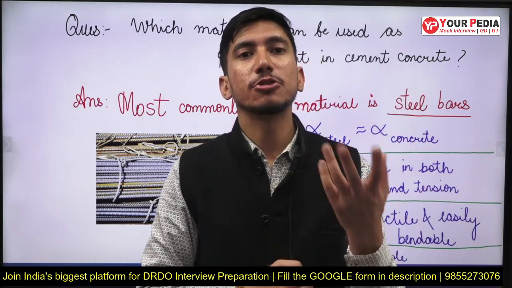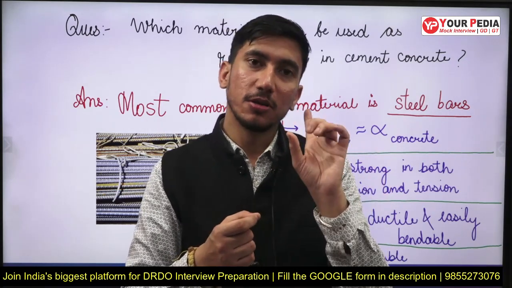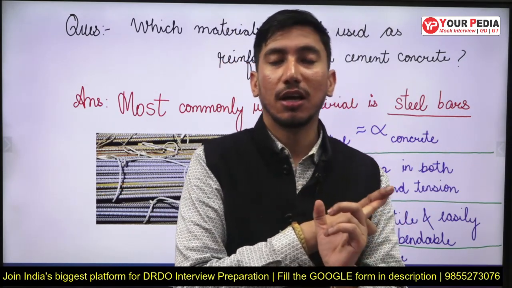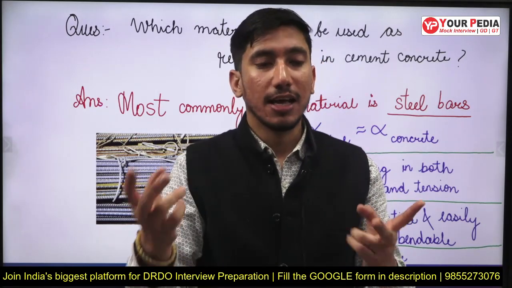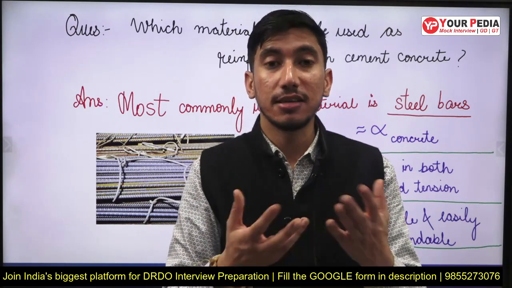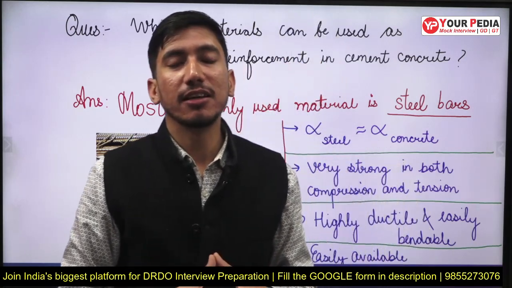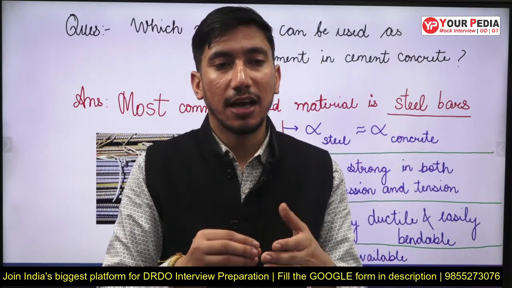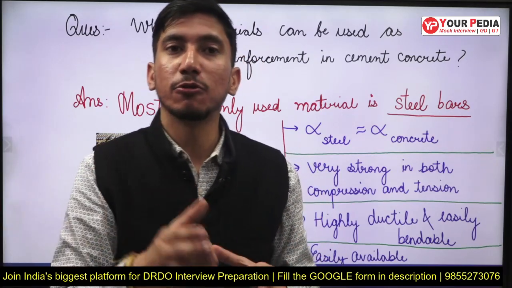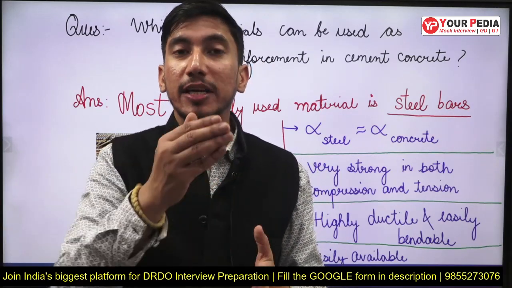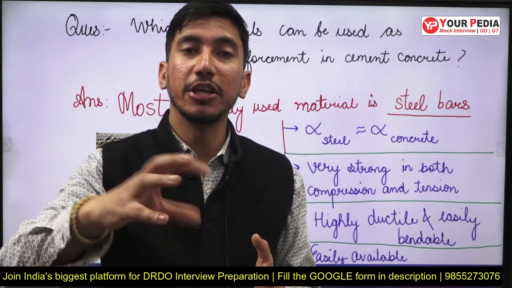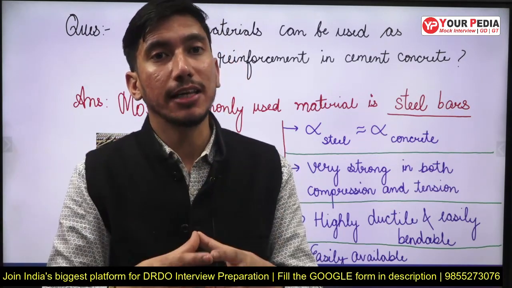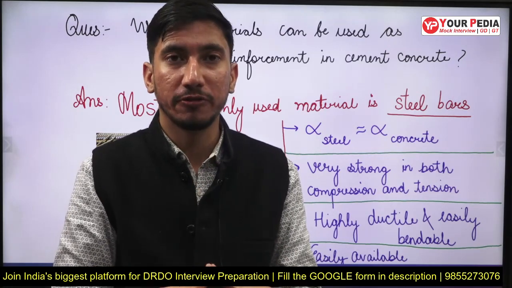So the reinforcement material should have both high compressive strength and tensile strength, and steel is such a material. The other reason for using steel is that it is ductile. Okay, a ductile material can have a large plastic strain before failure, so it will yield when its yield strength is reached. It will not fail suddenly, it will give sufficient warning before failure.